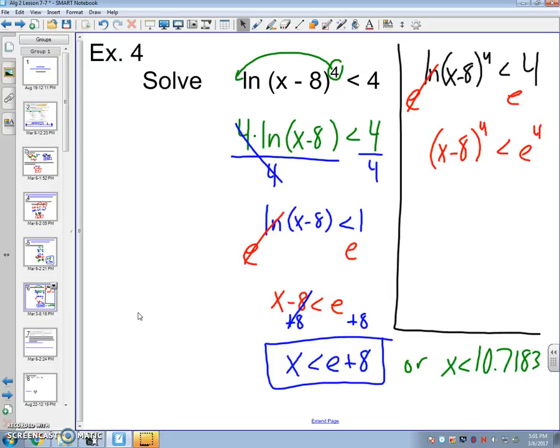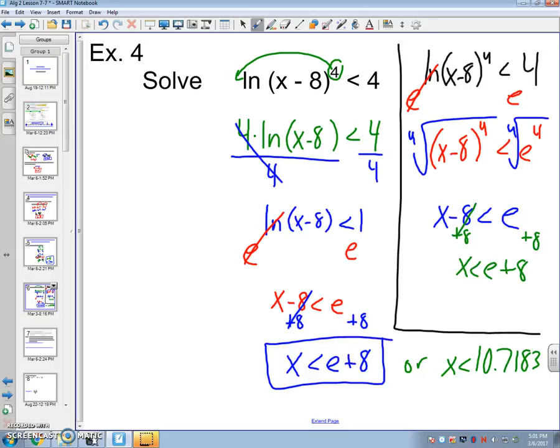You can cube root it. Sorry, not cube root, 4th root it on both sides. The 4th root of something to the 4th cancels, so this left side is just x minus 8. The 4th root of e to the 4th is just e. And then add 8 again. x is less than e plus 8. Same answer. So there's more than one way to do these. As long as you follow the rules correctly, you can rewrite them and make problems easier or harder.